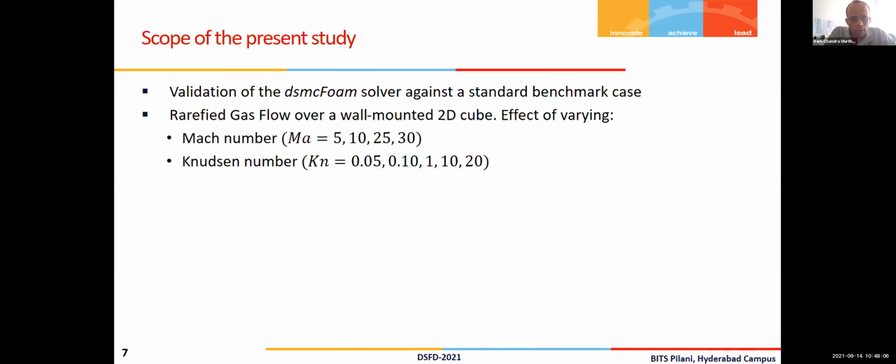So the scope of present study is first we validate the flow solver. So we have essentially used OpenFOAM solver and the DSMC foam that is a part of it, and validated it against a standard benchmark case. Then we have moved on to the rarefied flow study over a wall mounted cube, a 2D cube, and we have studied the effect of Mach number and Knudsen number variations.